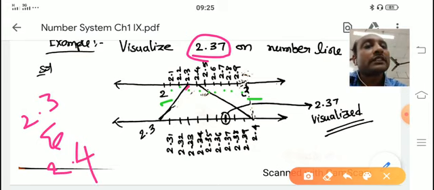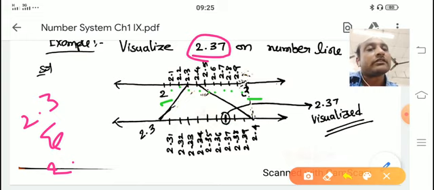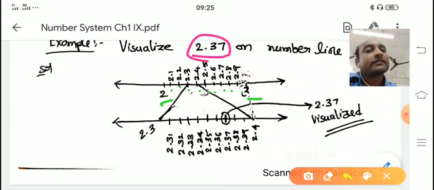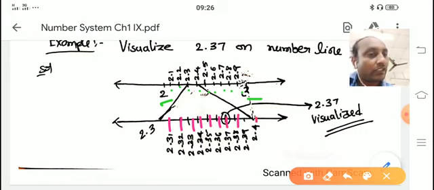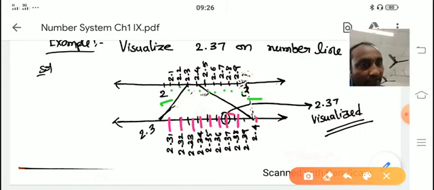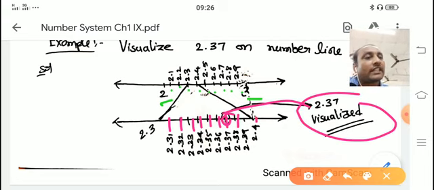So at 2.3 and 2.4, magnify it. Means we have zoomed in between 2.3 and 2.4. One line segment is there, right? Then after magnifying 2.3 and 2.4, you see between 2.3 and 2.4 again 2.31, 2.32, 2.34, 2.35, 2.36, 2.37, 2.38, 2.39, then 2.4 will come. So we need 2.37. This is the number 2.37, underline it and show it. 2.37 got visualized.